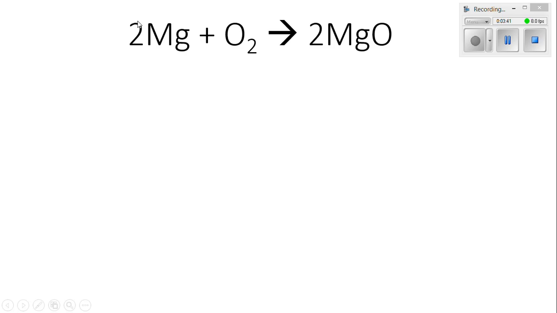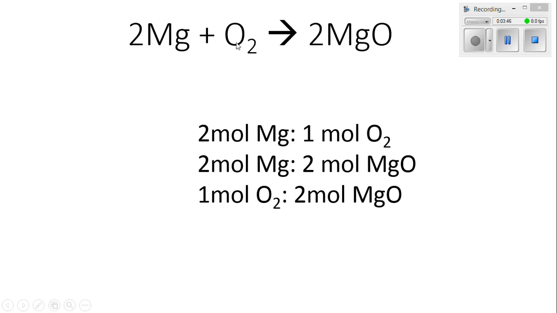Now looking at this, we have 2 moles of magnesium, no number here, so 1 mole of oxygen, 2 moles of magnesium, 2 moles of magnesium oxide. Again, I'm not going to simplify it for future purposes. And then 1 mole of oxygen to 2 moles of magnesium oxide.